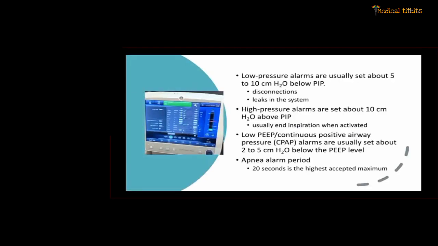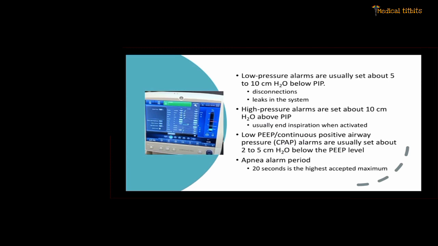Okay, how do we set the alarms? You know how much pressure control is required. Low pressure alarms are usually set around 5 to 10 centimeters of water below the peak inspiratory pressure, so this will help you to detect disconnections or leaks in the system. High pressure alarms are set usually about 10 centimeters above the initial peak pressure observed.